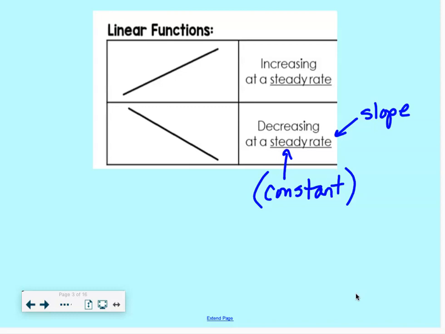Any function that is increasing means that the function goes up from left to right. We always read functions from left to right, the same as how we read a book. So if the function is going up from left to right, it's called increasing. And if the function is going down from left to right, it's called decreasing. What do you know about the slope if your function's increasing? It's positive. What about if it's decreasing? Negative. Positive increasing, negative decreasing.